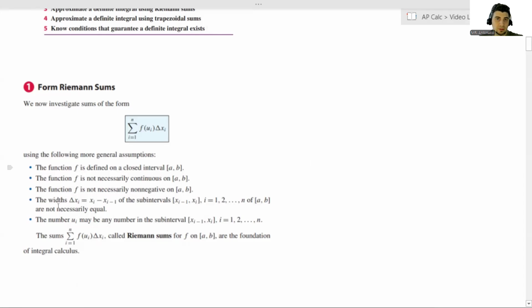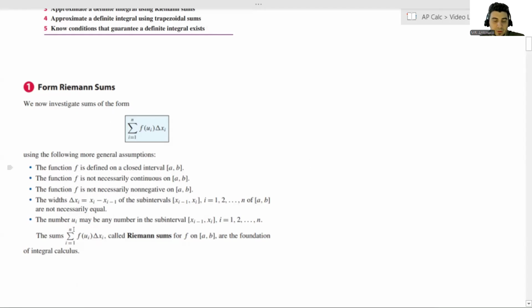So the widths, delta xi, would be xi minus x sub i minus 1 of the subintervals [x sub i minus 1, xi], where i is 1, 2, 3, 4, and so on up to n. In other words, we're going to partition this into n subintervals, and they don't necessarily have to be equal in width. The number ui may be any number within each subinterval. So if you go from, let's say, 1 to 2, then the ui could be any number in that subinterval.